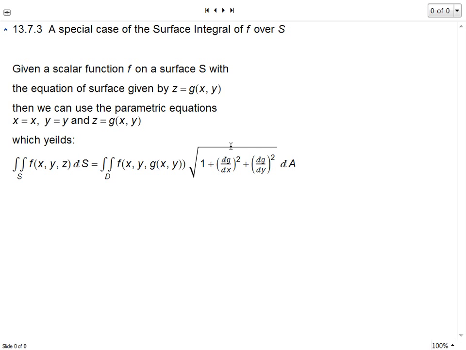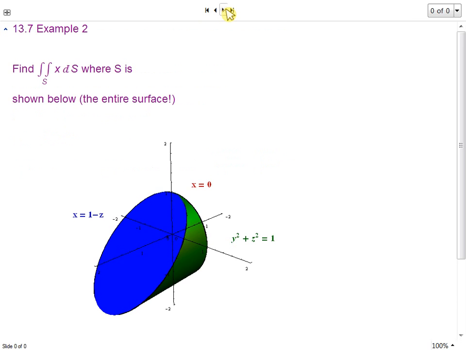You can look back at the notes. Where's the special case? 13.6.9. It was the special cases of surface area. And if you look at that, you'll see that this was what that magnitude of the cross product is. So we're just throwing that in there instead and doing this. All right. This problem's going to take a while.